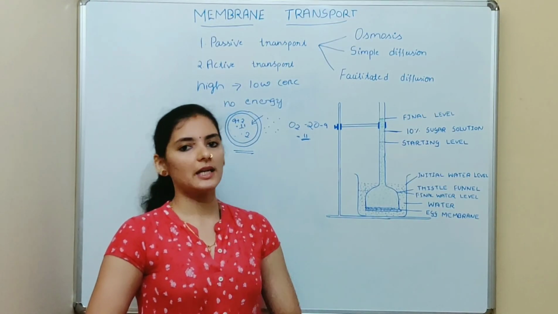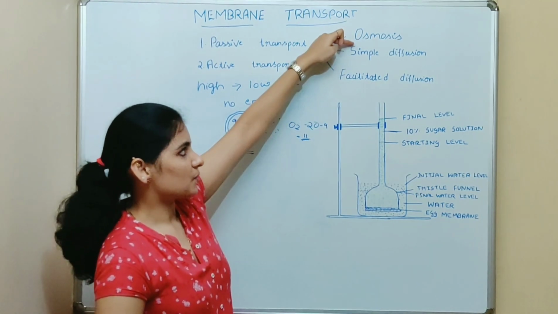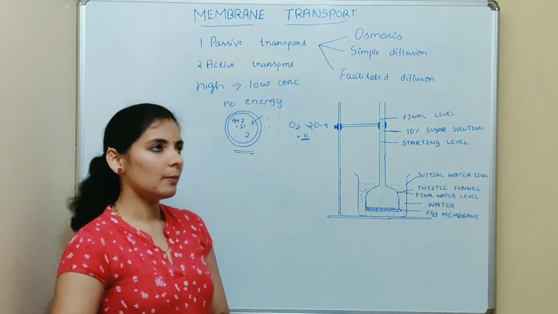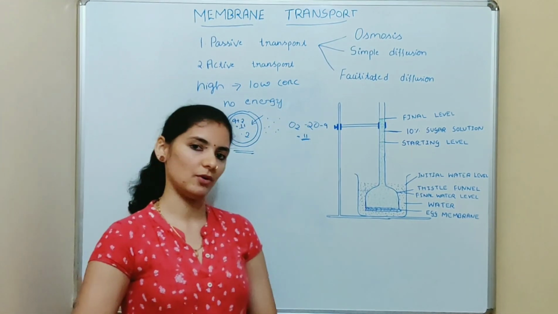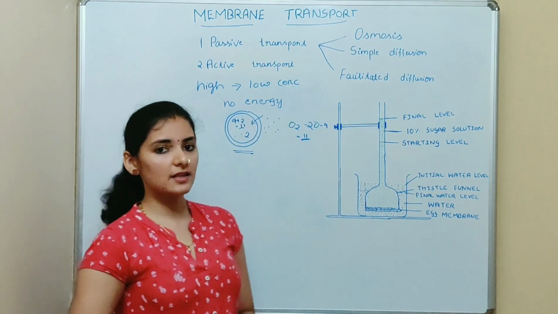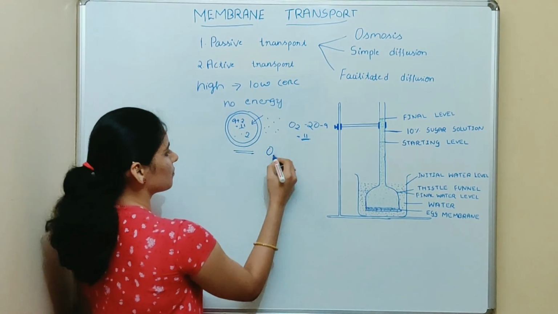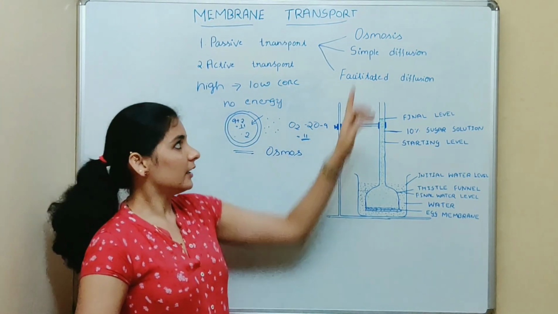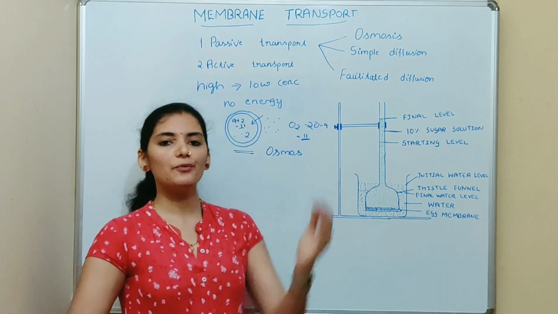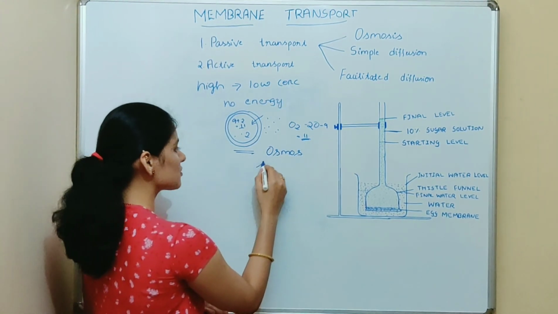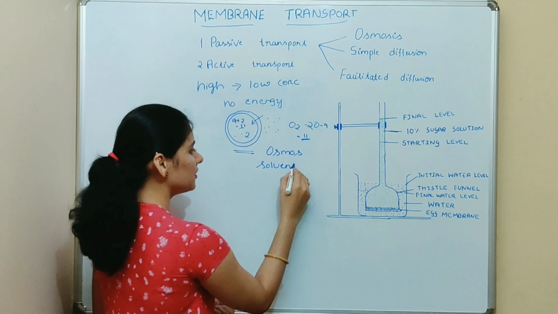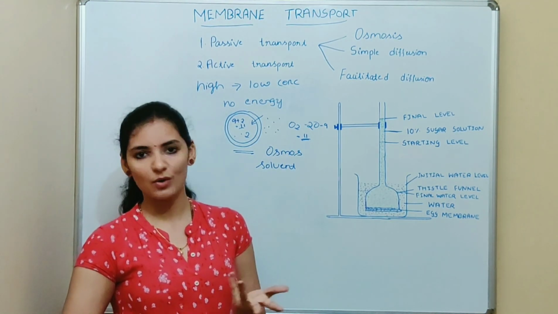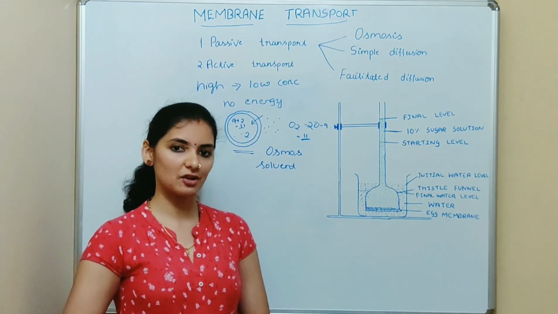There are mainly 3 types of passive transport: osmosis, simple diffusion and facilitated diffusion. So now I am going to talk about the concept of osmosis. The word osmosis is derived from the Greek word osmos. Osmos means pushing. Okay, osmosis is a movement of solvent molecules. What do you mean by solvent? It is the one which dissolves solute in it, isn't it? And the best example for the solvent is water. So water is a universal solvent.